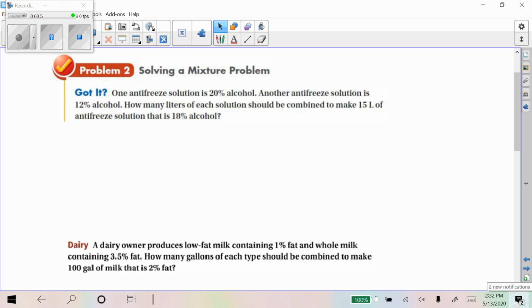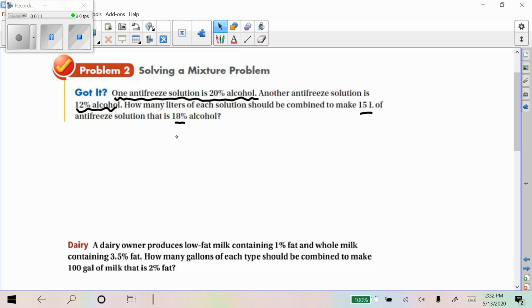Okay, so here's our problem. We have one antifreeze solution that is 20% alcohol. We have another solution that is 12% alcohol. And we're going to mix them together. So a little bit of each, so that we should end up with 15 liters of antifreeze that is 18% alcohol in the end.